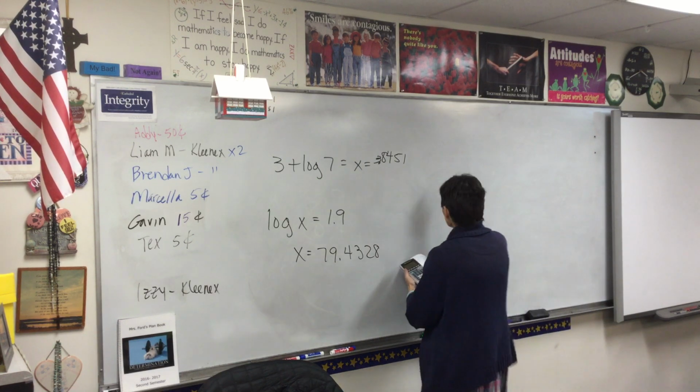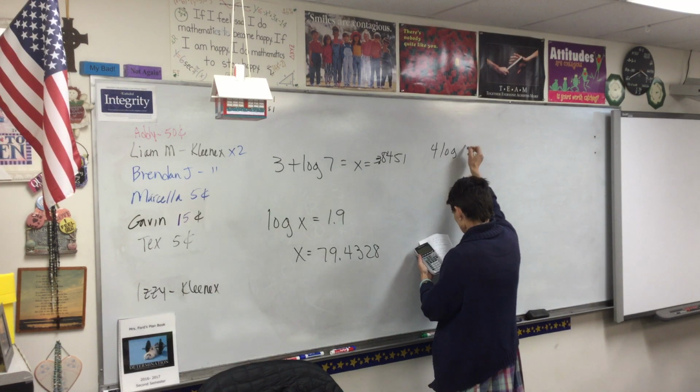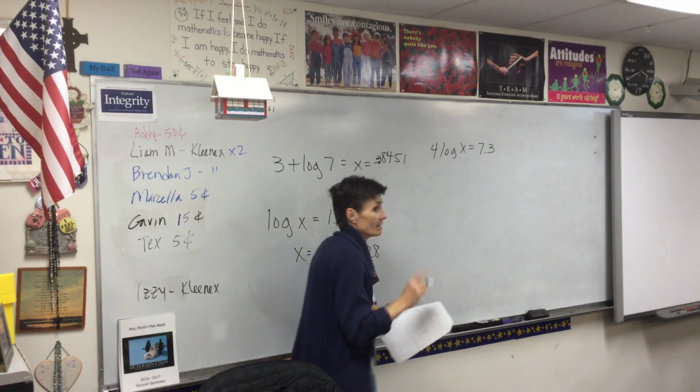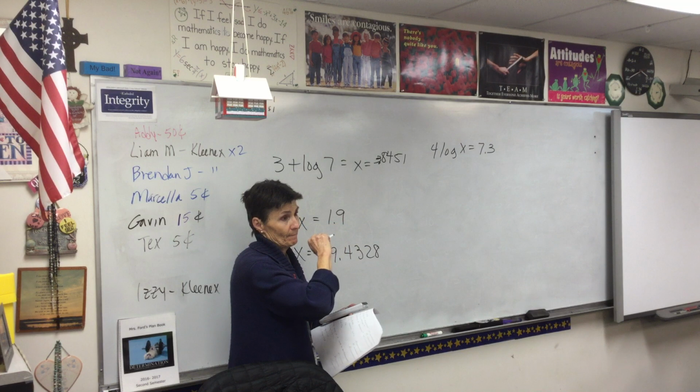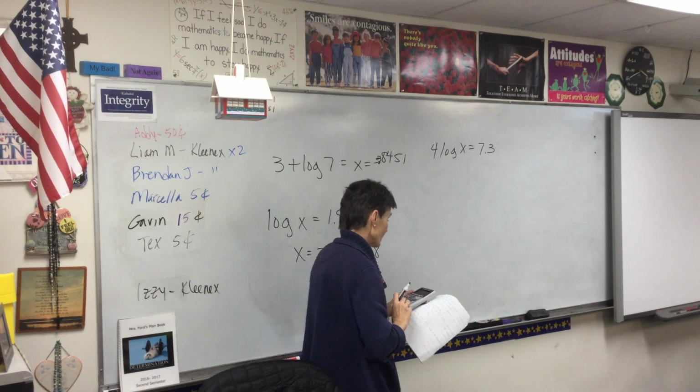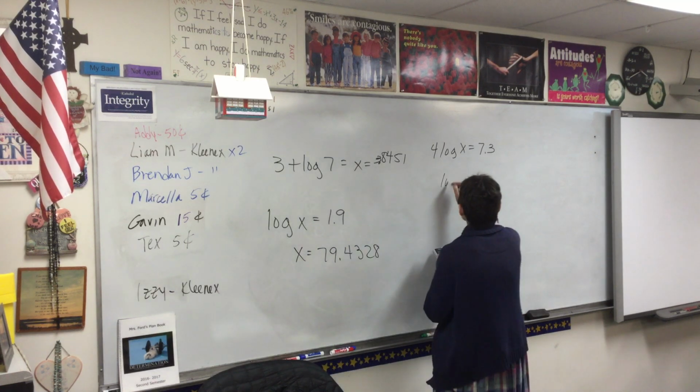And then be really careful on this one, kids, because sometimes we get so excited about second logging that we forget what? To divide by 4. You got to divide by 4. You have to. You're going to get the wrong answer if you don't.